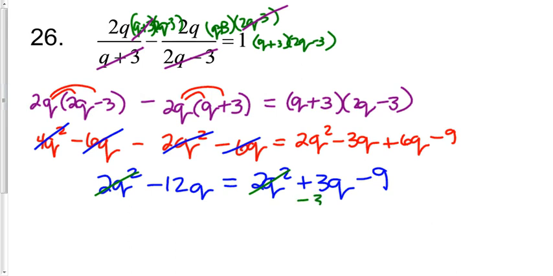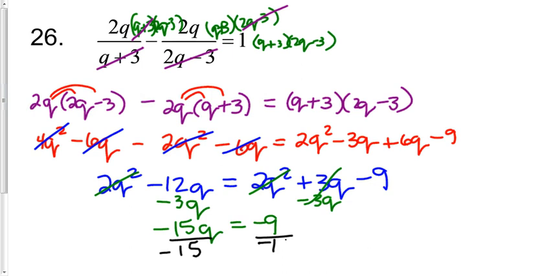So I'm going to subtract 3q to get the q's together. And I have negative 15q equals negative 9. Now let's divide each side by negative 15, and we'll reduce our fraction. So q equals a positive answer here because you're dividing two negatives, and if I cut these each by 3, I get positive 3/5.